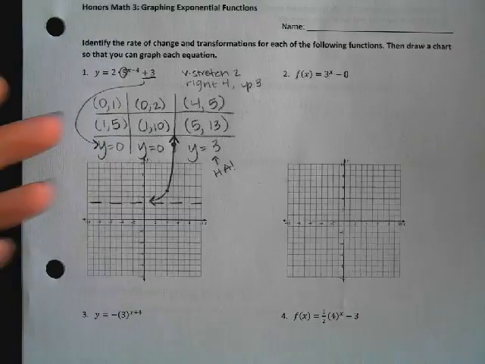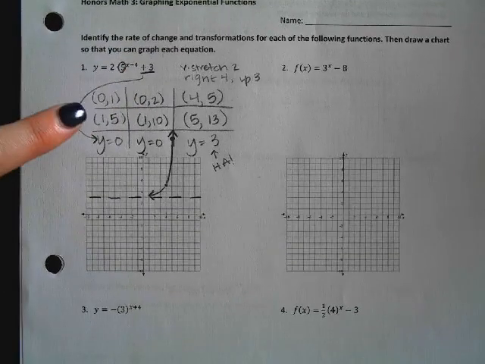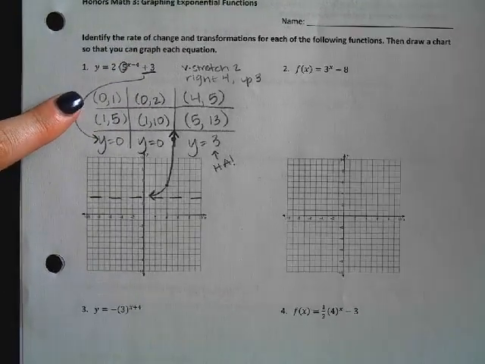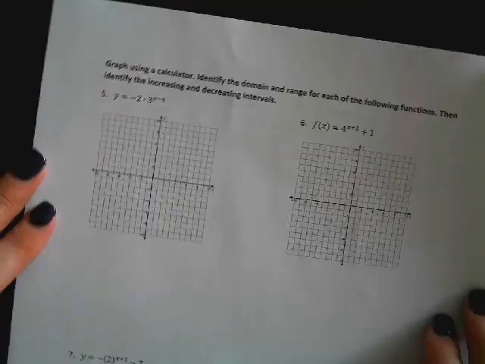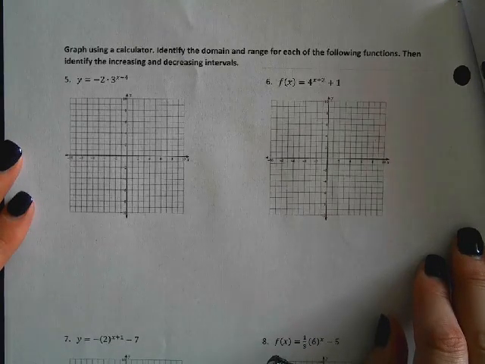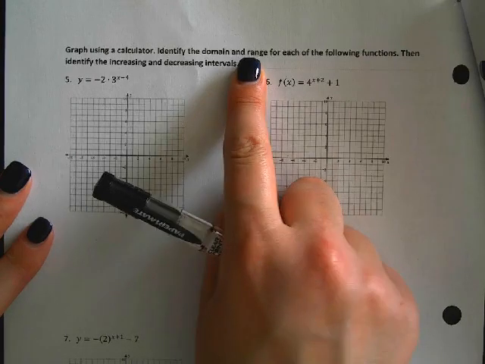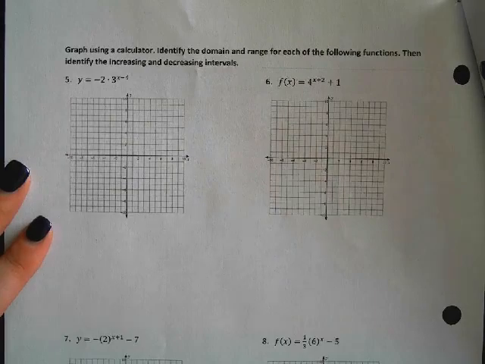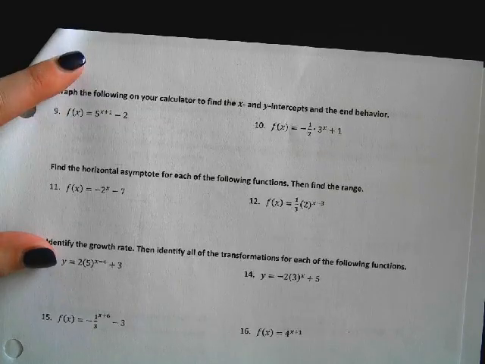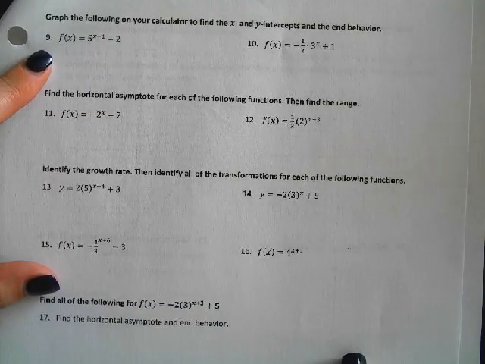Let me look. So on the front page, as you can see, it only wants you to find the rate of change and the transformations so that you can graph it by hand. You should not be using a calculator for the first page. For the second page, it asks you to graph it still, but it's going to ask you to do it in a calculator to save some time and find domain and range and increasing and decreasing intervals. So we'll pay attention to the instructions when we do these ones. On the next page, then it narrows it down a little bit more. So just find the x and the y intercepts, just find the horizontal asymptote and the range.